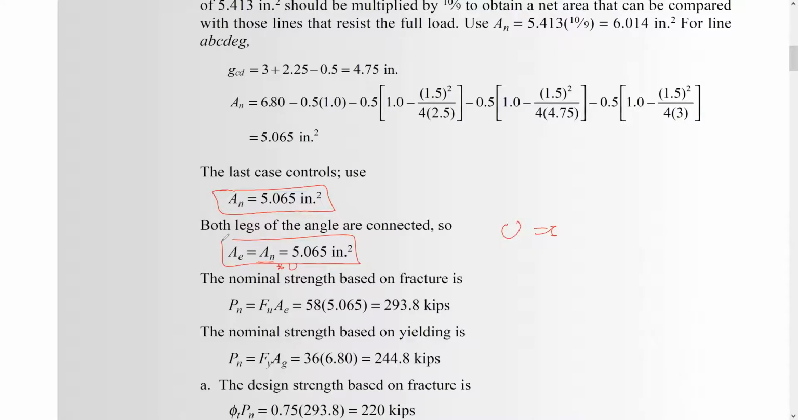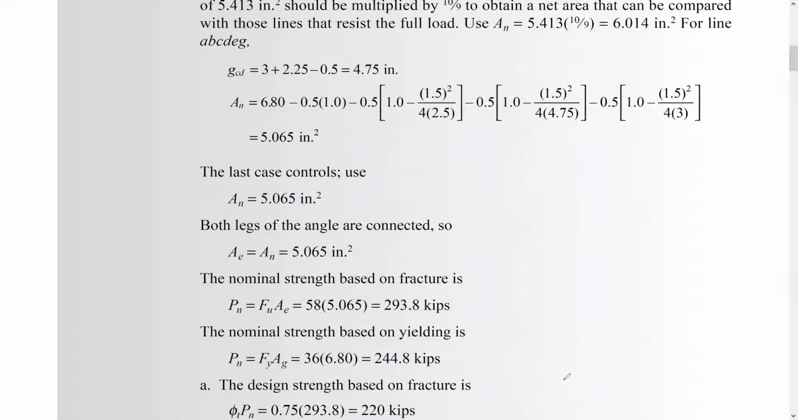So the effective net area is equal to the net area times U, which is 1, so it's going to be the same. The nominal strength here, based on, let's say, yielding first, is going to be Fy times Ag. Fy is 36 and Ag, or gross area, is 6.8, so it's going to be 244.8 kips. For fracture, it's going to be Fu times the effective net area, which is this one, it's going to be 58 times 5.065, and it's going to be this much, okay? So this is the nominal strength based on fracture, and the nominal strength based on yielding.